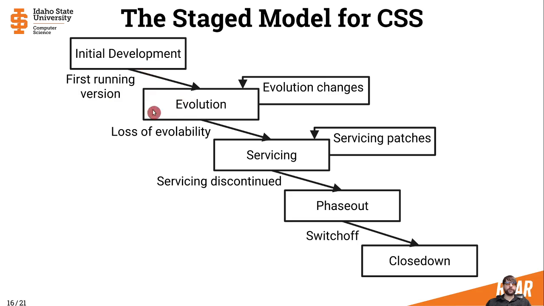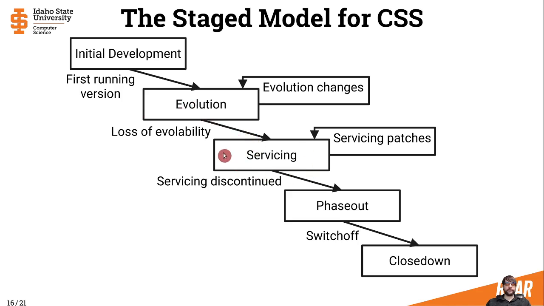Then we hit evolution. We still have that good knowledge. We got that initial thing out, we have that good knowledge still, and we just keep adding these evolutionary changes. So it's an iterative approach. We iterate on this evolution until a point where we can no longer evolve, so we are really not adding anything new. And then we just become servicing.